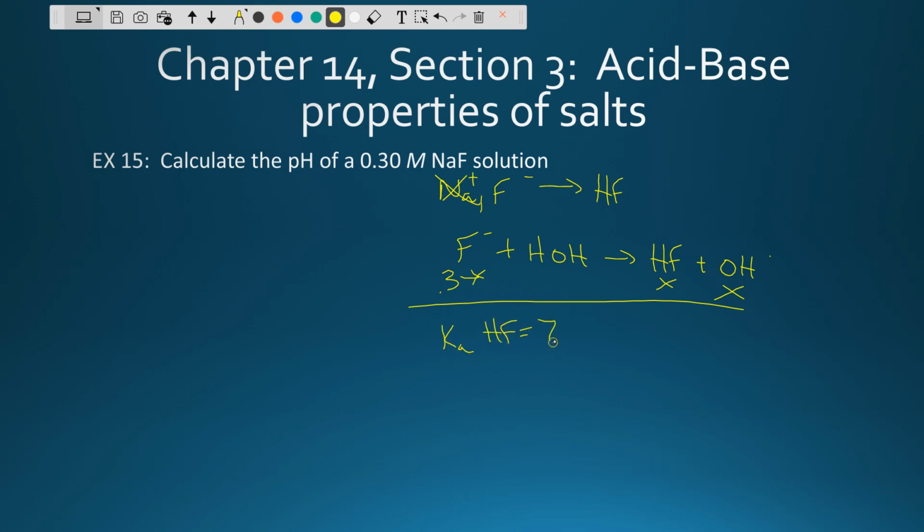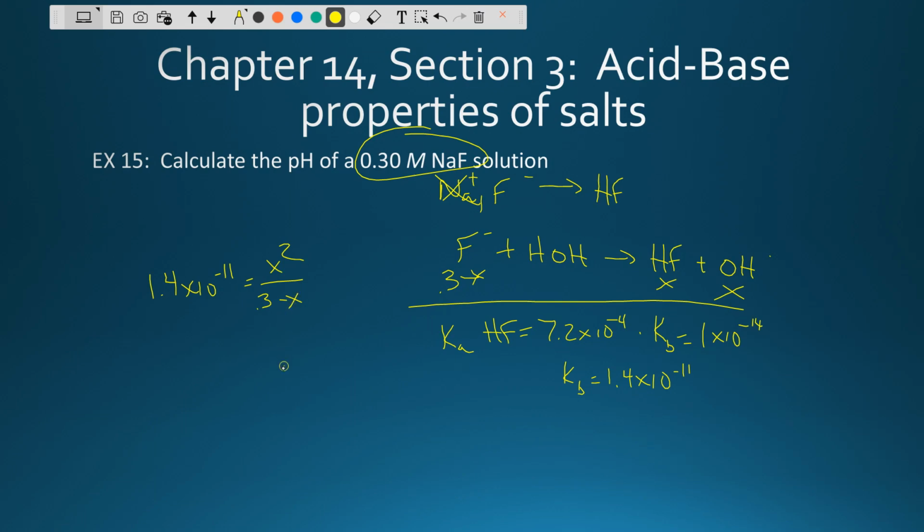I just looked that one up, 7.2 times 10 to the negative 4. Okay, that times my Kb would equal 1 times 10 to the negative 14. So my Kb for this equation is going to be 1.4 times 10 to the negative 11. Okay, now I want to plug that in. So my Kb was 1.4 times 10 to the negative 11. That's going to equal x squared over my concentration for this, and that was 0.3 minus x.